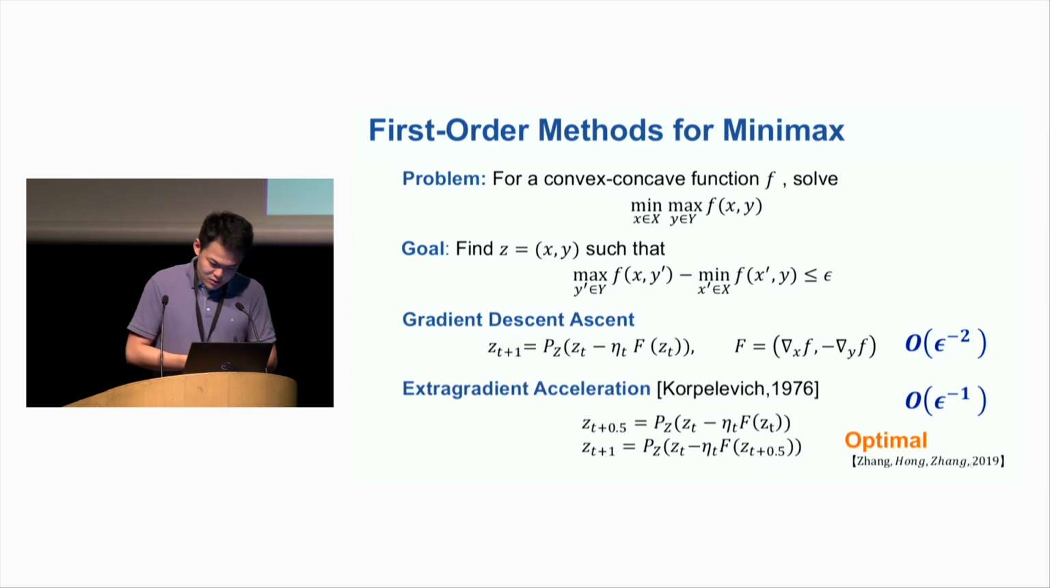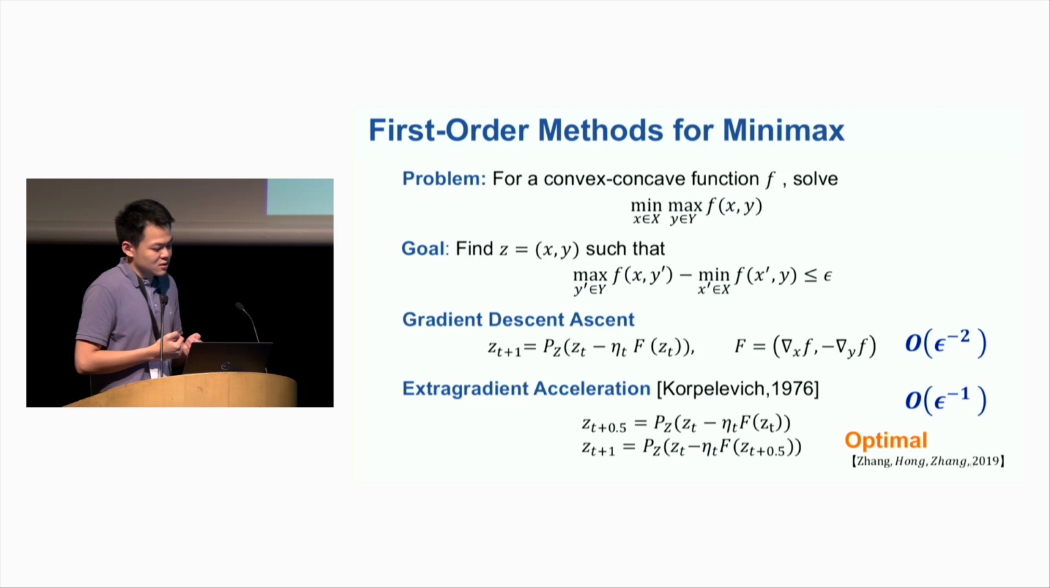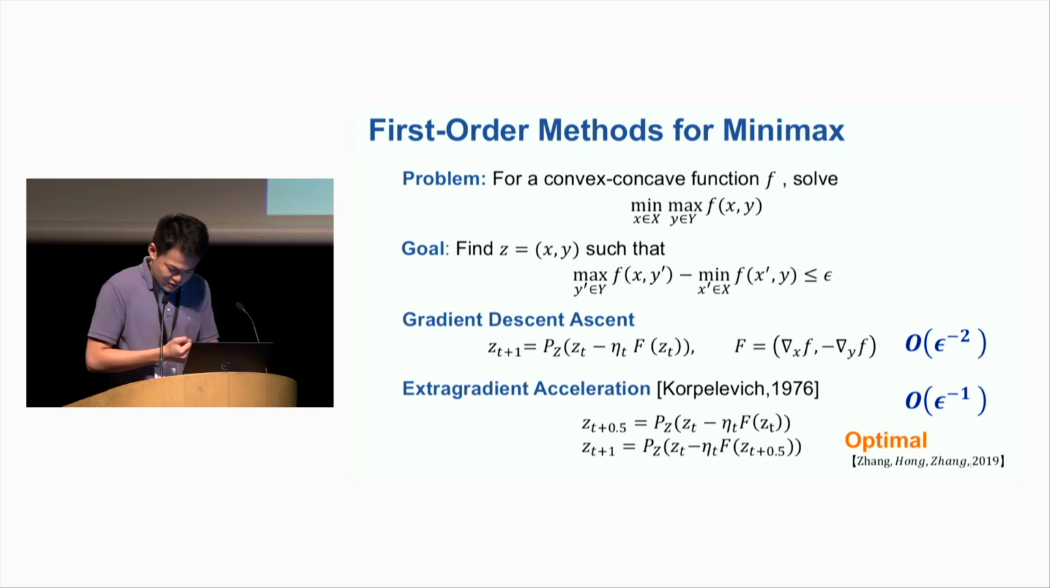And actually, many years ago in 1976, we know this is not the optimal algorithm. So we can run extra gradient descent. Extra gradient means instead of taking the gradient at the point where I want to update, I take the gradient by moving half of the step. So the place where I evaluate the gradient and the place where I update the parameter is different. Okay, so this is the extra gradient method.